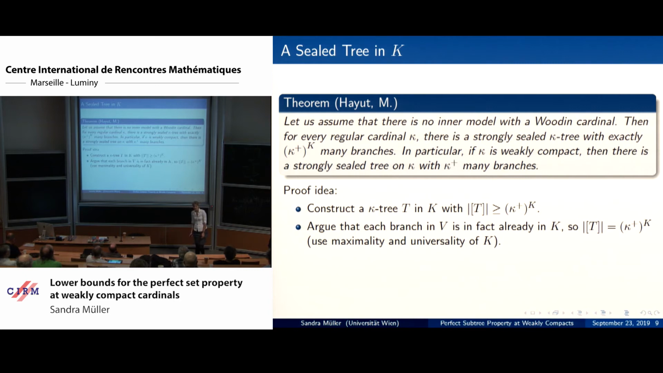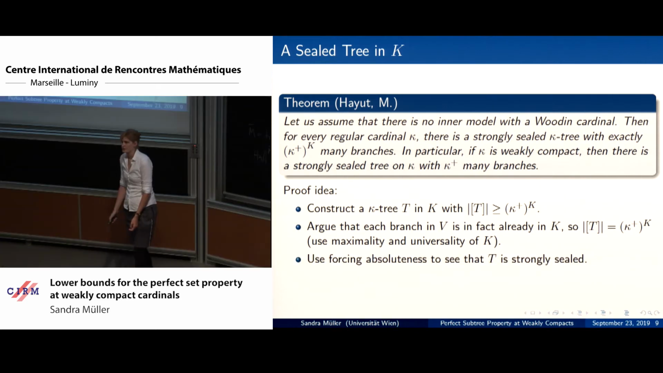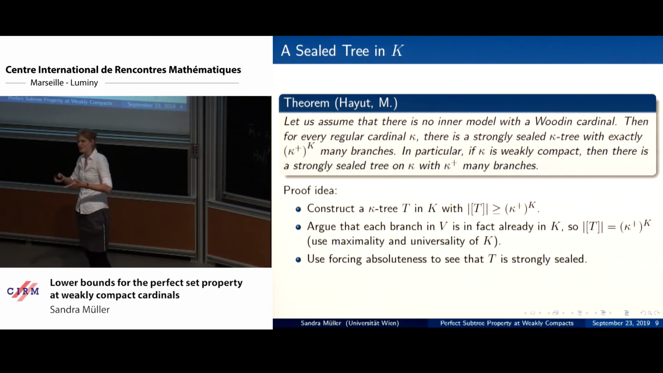So once we have that, we are still not done, because there are two more things I'm claiming. The next two are easy. The first thing is that this tree is actually sealed. This just follows from forcing absoluteness of K. Whenever we take a set forcing extension of V, K is not going to change. So the branches in the set forcing extension of V are still in our K.